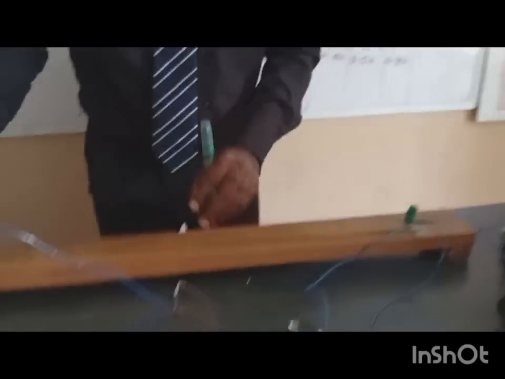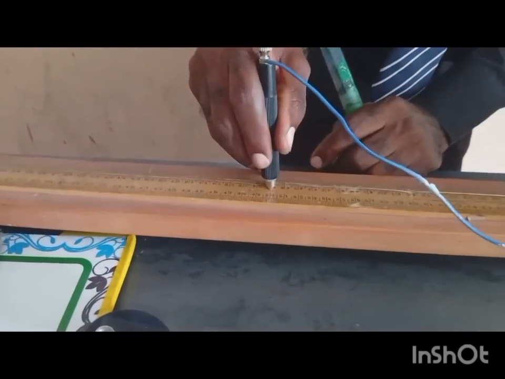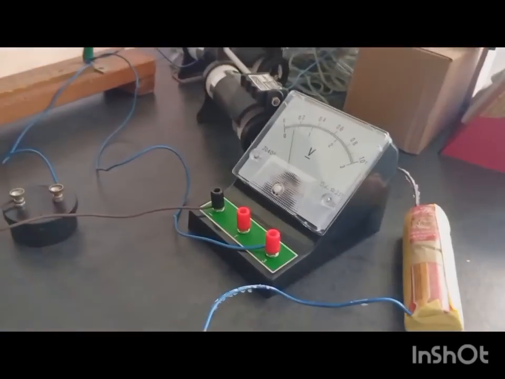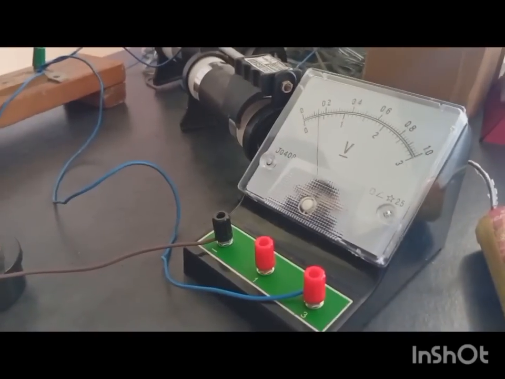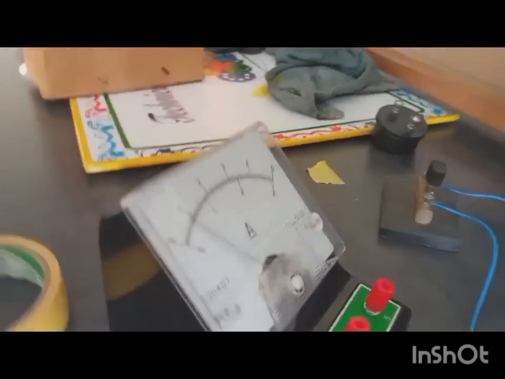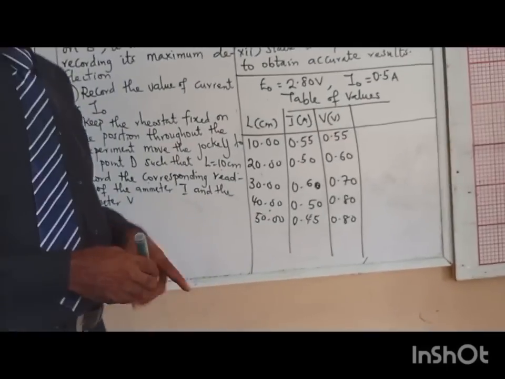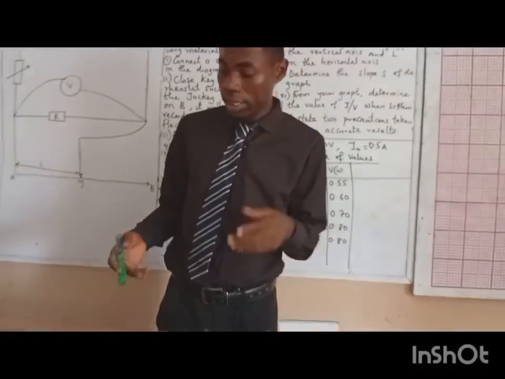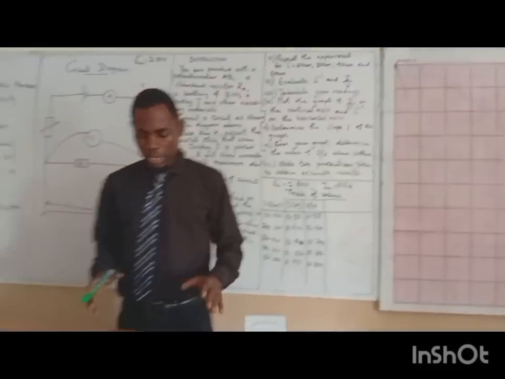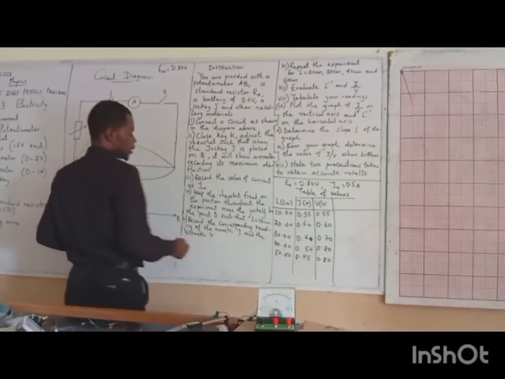Let me measure the last one, that's for 50. Yes, thank you. Okay, at 50, still 0.8, and here 0.45. Since we have known this, it may be due to the battery running down. With this, we have clarified the issue of following the instruction given to us.